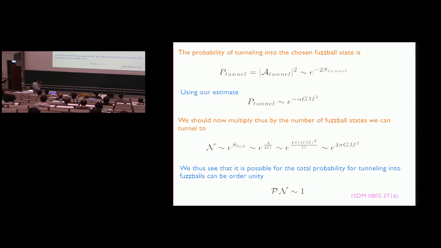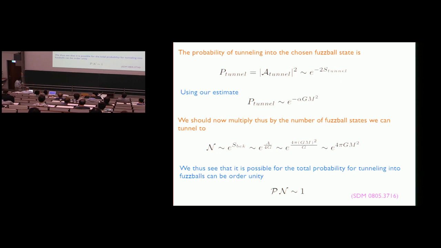So the probability of tunneling will be given by the amplitude mod square, and so it will be e to the minus 2 times S tunnel. We can't do anything with the 2 right now because even here we didn't keep the factors of order unity. So let's just say the probability of tunneling is some constant of order unity times e to the minus (GM) squared. That's a very small number, because GM squared is actually M over M Planck, whole squared. So it's e to the minus (M over M Planck) squared. M over M Planck, of course, is huge, it's 10 to the 40, so it's absolutely a very tiny amplitude for tunneling to any one fuzzball.